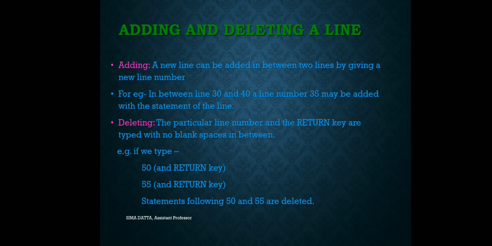Next is deleting. To delete any line in a basic program, you need to type first of all the line number which you want to delete. Here an example is given: 50, then in brackets return key, then 55, then return key. If you do like this, then the statements following 50 and 55 are deleted.